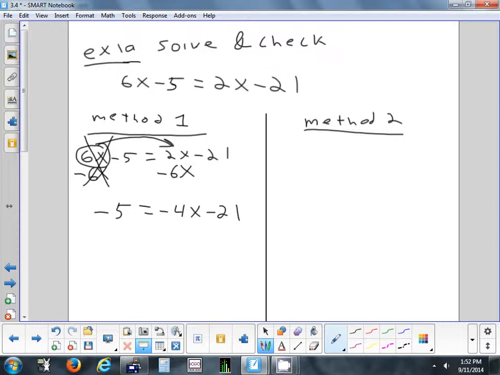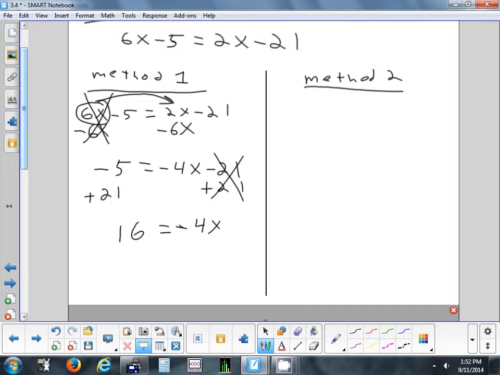Now from here, it's just like a problem you did yesterday. So now we use the SAM method. There's no distributive property and no like terms. So what's my next step to get x alone? I think you guys are going to prefer method 2, but if you can do method 1, method 2 will be easier. Just add 21. What's negative 5 plus 21? 16.